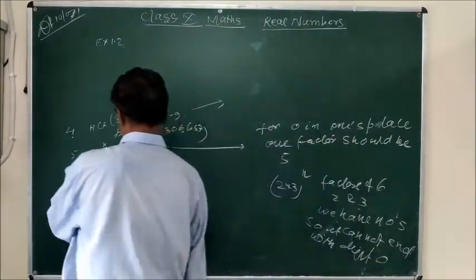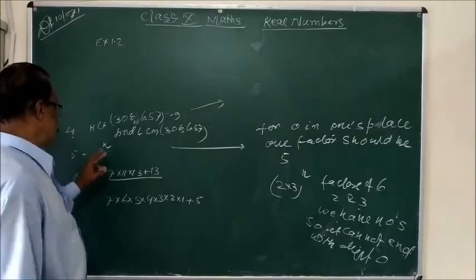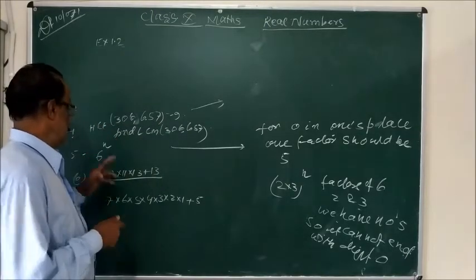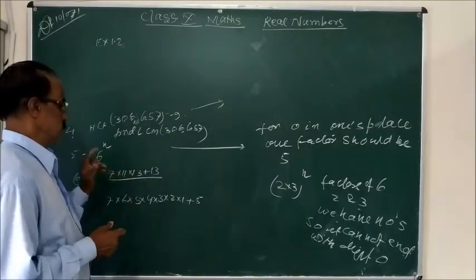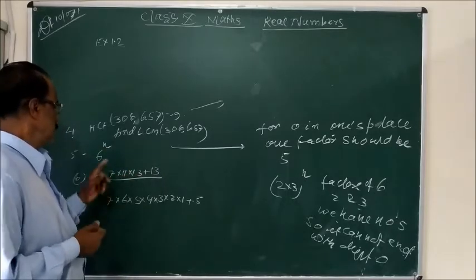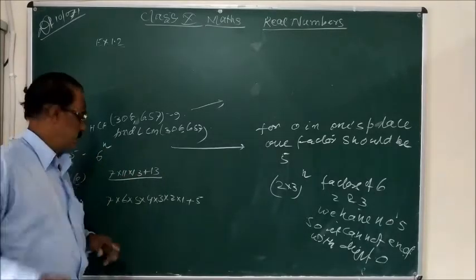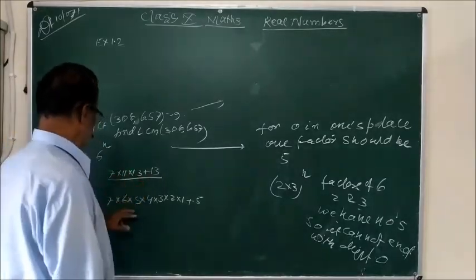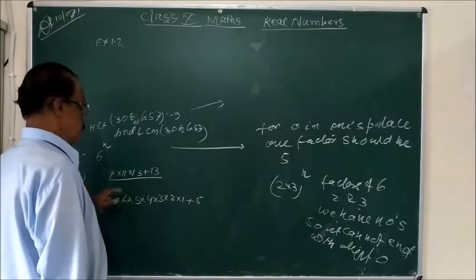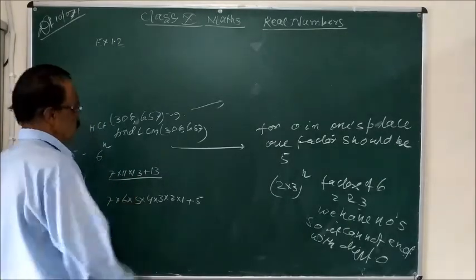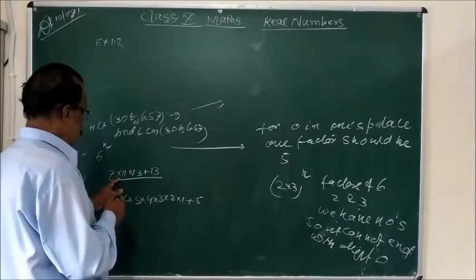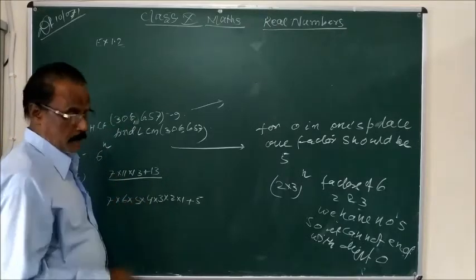So for 0 in the ones place, the factor should be 5. And here there is no factor of 5, therefore it cannot end with the digit 0. Now you see these two numbers, verify these are composite numbers. By definition, a composite number should be written as a product of primes.